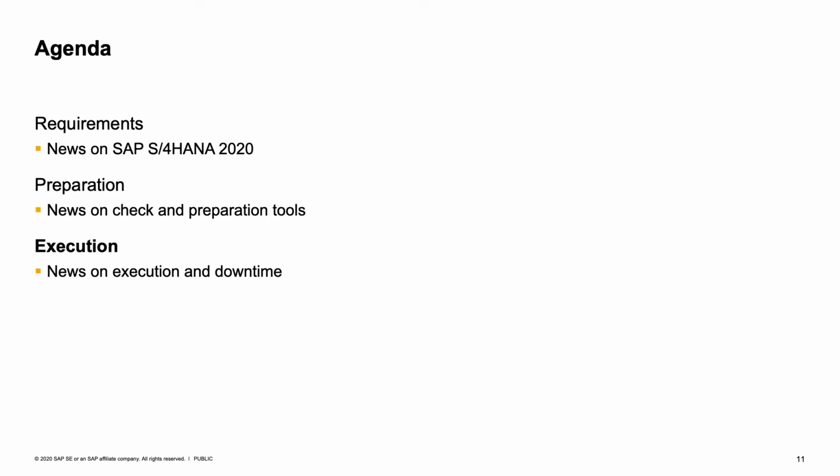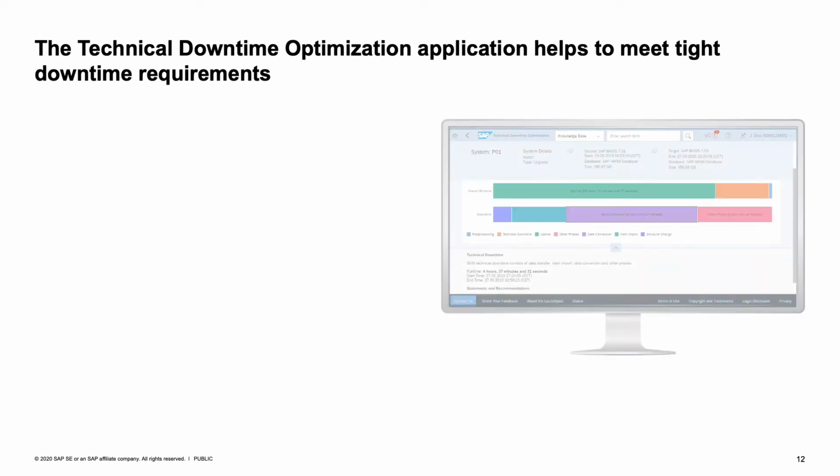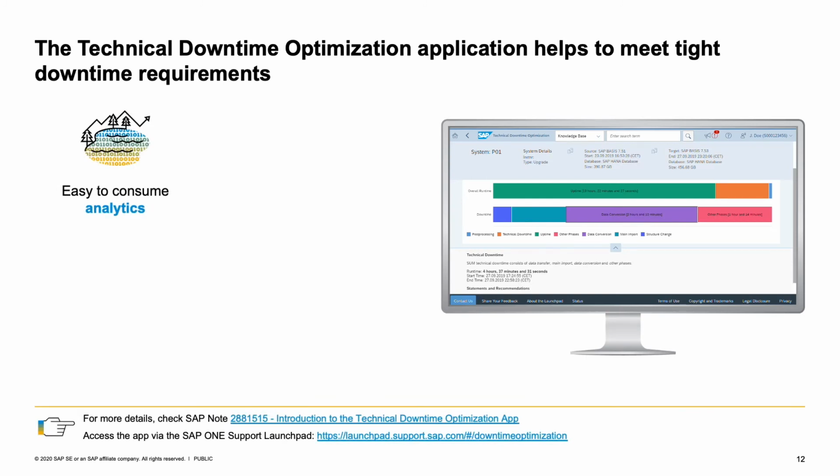That brings us to the third section, news on execution and downtime. Let's have a look at that part. Something that you may already have seen is the Technical Downtime Optimization app. The Technical Downtime Optimization app aims to help you to meet tight downtime requirements. So this is an offering that we have. It's a visual illustration of an existing conversion run.